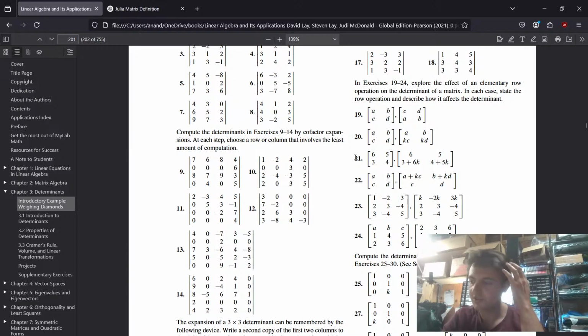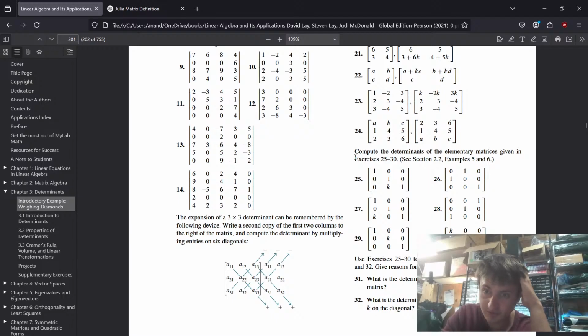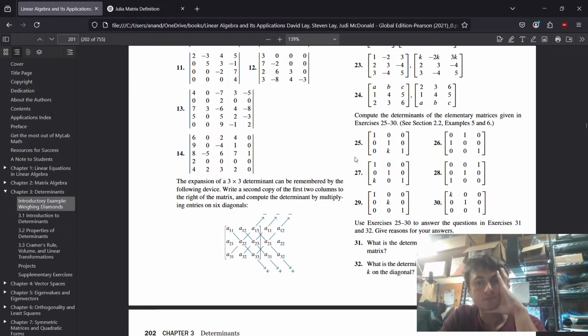What is this row operation? Maybe we'll do that one. Okay, I don't want to do the 3 by 3s. All right, compute the determinants of the elementary matrices. That seems pretty fun. So what you're going to get here, you can see immediately.